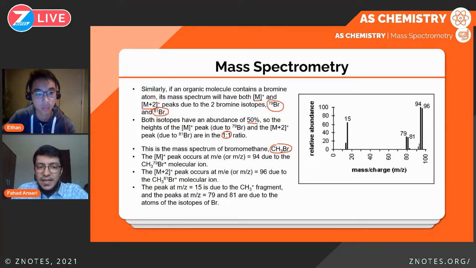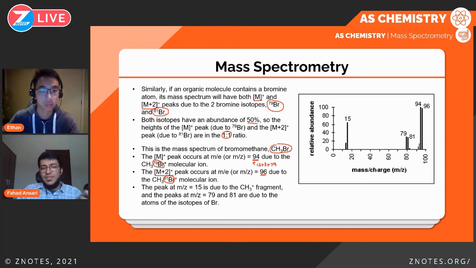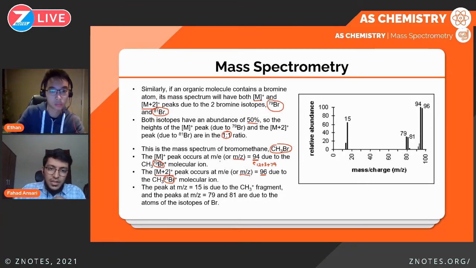mass spectrum of bromomethane, which is CH3Br. Here you can see that the M peak occurs at 94. This is because you have CH3Br, and the Br is bromine 79. So if I add up the masses of the atoms, 12 for the carbon plus 3 for the hydrogen plus 79 for bromine 79, the lighter isotope gives you the M peak. And the heavier isotope, bromine 81, is going to give you the M plus 2 peak, which has a mass to charge ratio of 96. Mass to charge ratio is normally symbolized as m/e, and here it's m/z, so both of them work. This is because 96 is the sum of 12, 3, and 81.